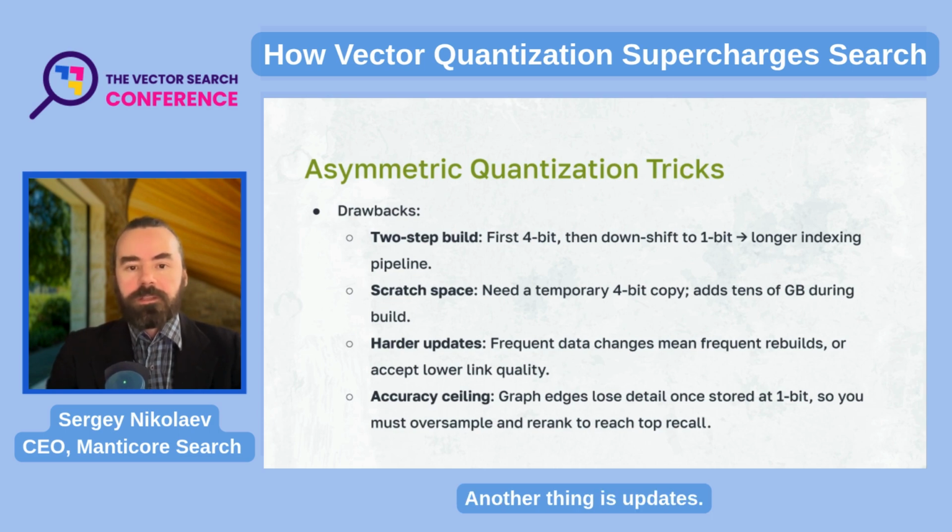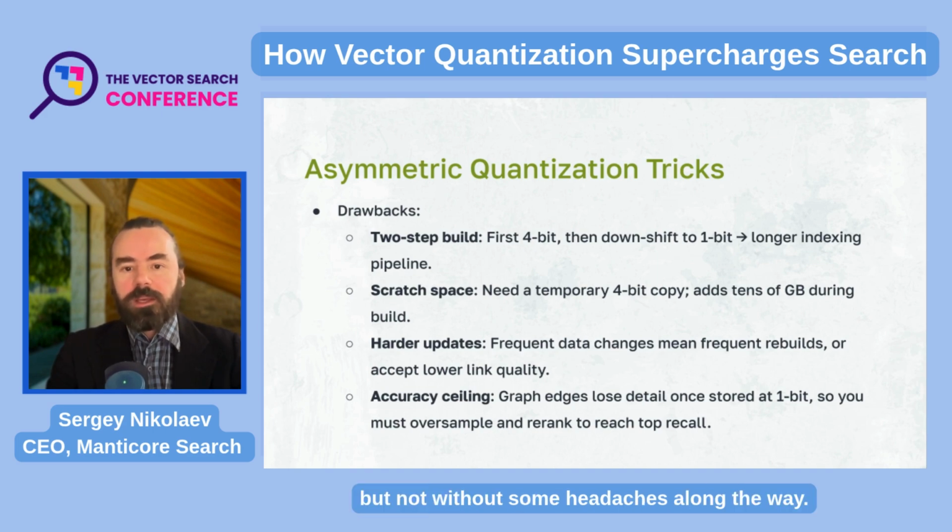Another thing is updates. They get kind of awkward. If you've got new data, you either have to rebuild the whole thing or inject it straight at 1 bit. And doing that at 1 bit weakens the graph connections a bit. And finally, accuracy takes a hit. Once those links are stored at just 1 bit, we lose a lot of the fine detail. So we have to lean on the oversampling and reranking to pull back the top results. So small index, yes, but not without some headaches along the way.